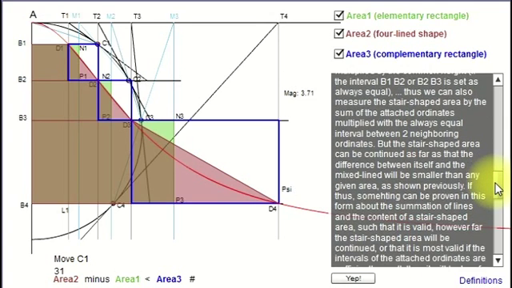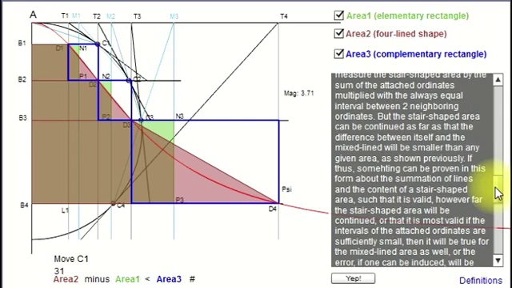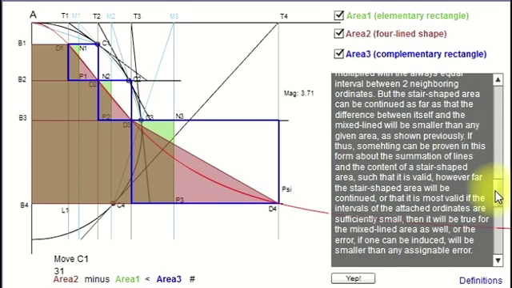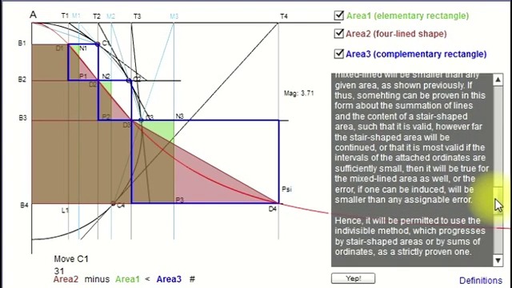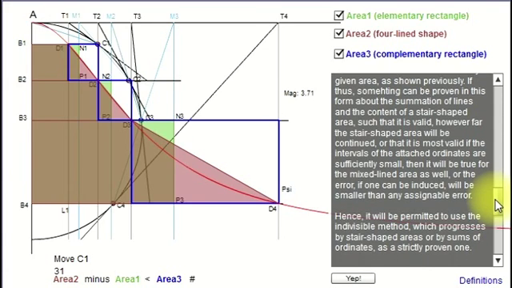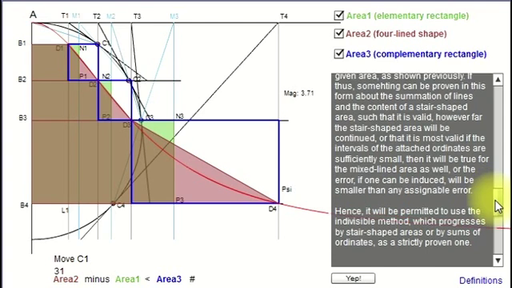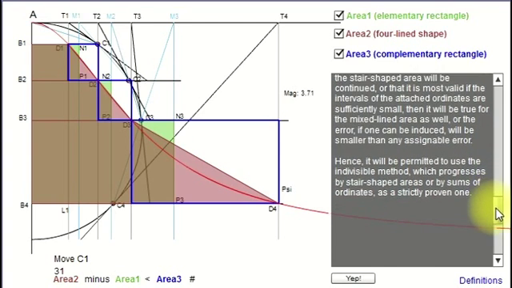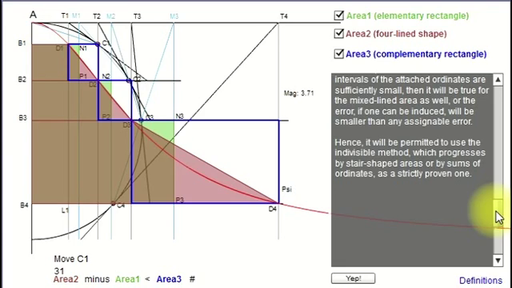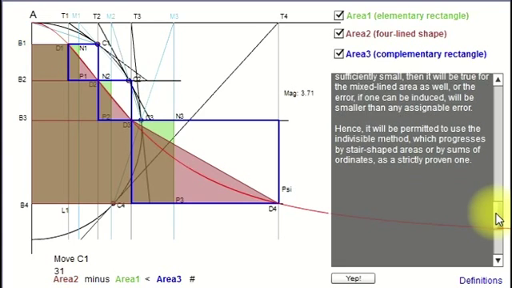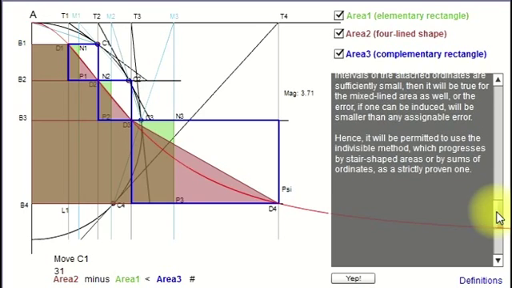If thus something can be proven in this form about the summation of lines and the content of a stair-shaped area, such that it is valid, however far the stair-shaped area will be continued, or that it is most valid if the intervals of the attached ordinates are sufficiently small, then it will be true for the quadrilinear shape as well, or the error, if one can be induced, will be smaller than any assignable error. Hence, it will be permitted to use the indivisible method, which progresses by stair-shaped areas or by sums of ordinates, as a strictly proven one.